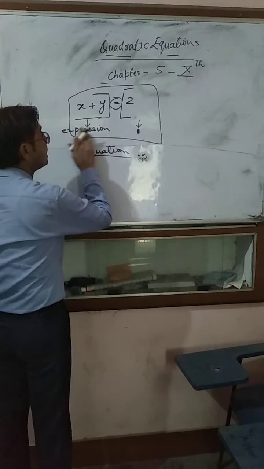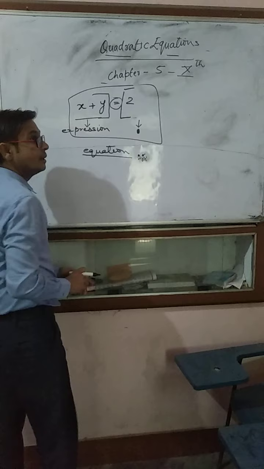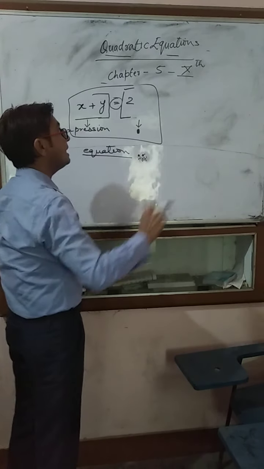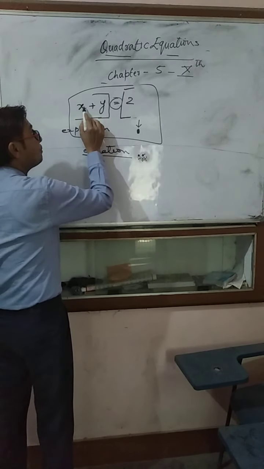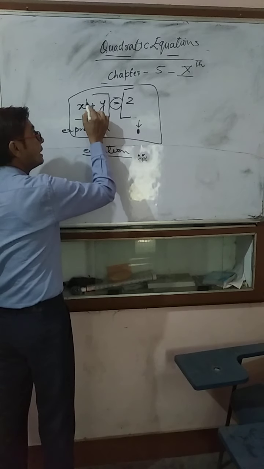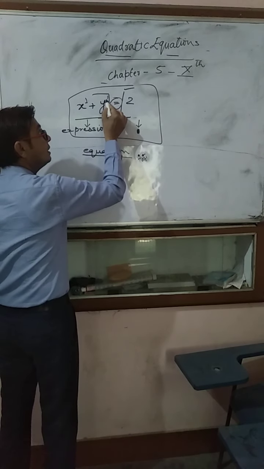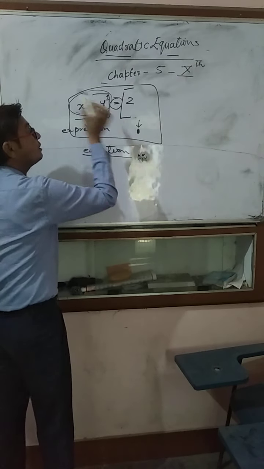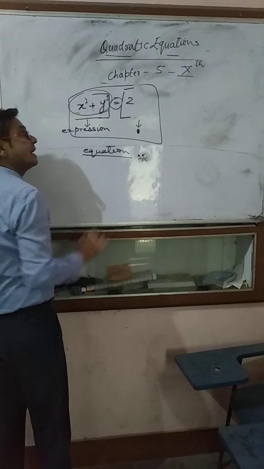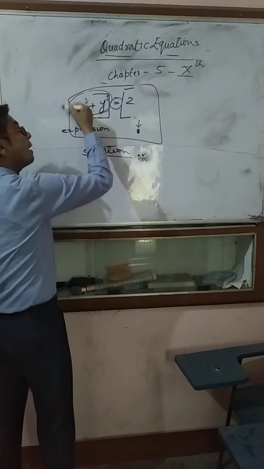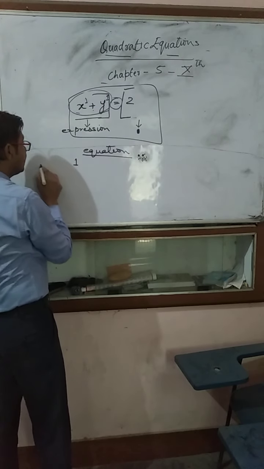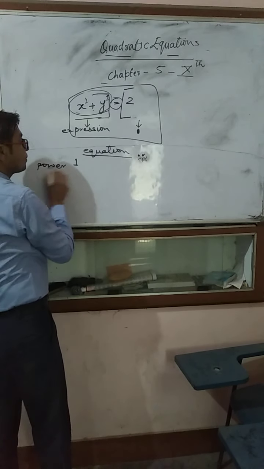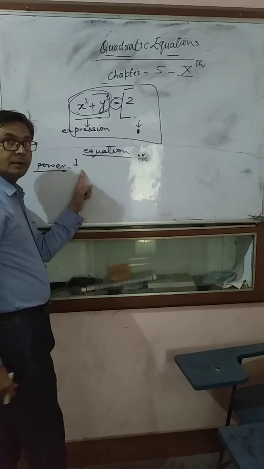First of all, see that in this expression, only this expression, there are two variables and each variable has a power. What is the power of this one? That is 1. And what is the power of this one? That is 1. And between these two there is an addition sign. So the whole power is 1.